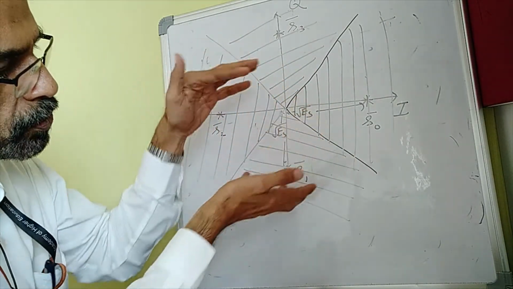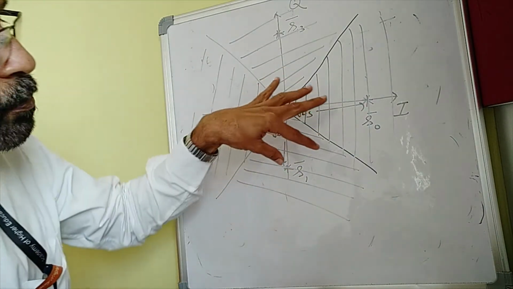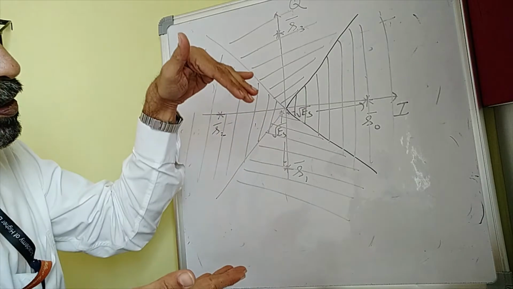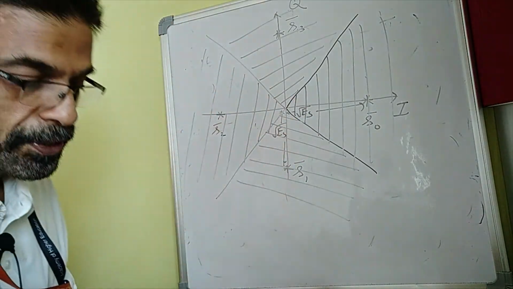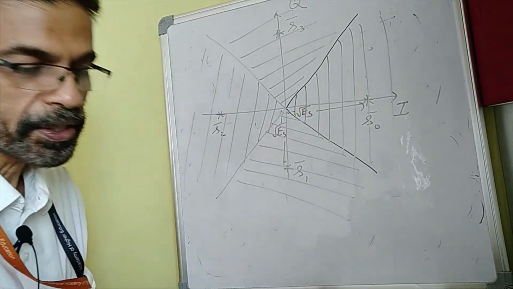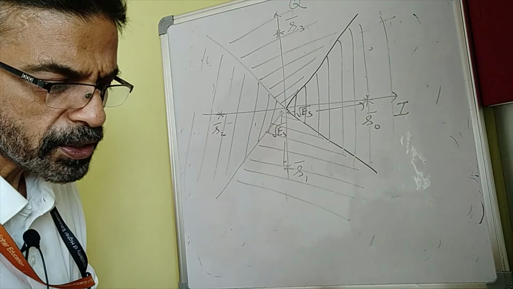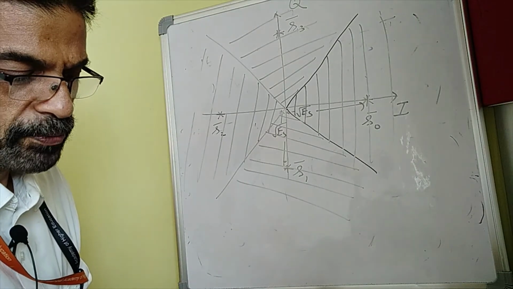Just as the constellation got shifted by pi by 4 in this direction, the signal partitioning has also been shifted, got rotated. That's the only difference. Performance evaluation remains the same. The symbol error rate will remain the same because no change happens in it. Performance remains the same.